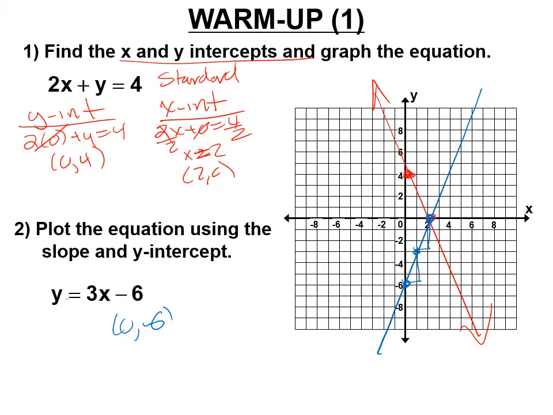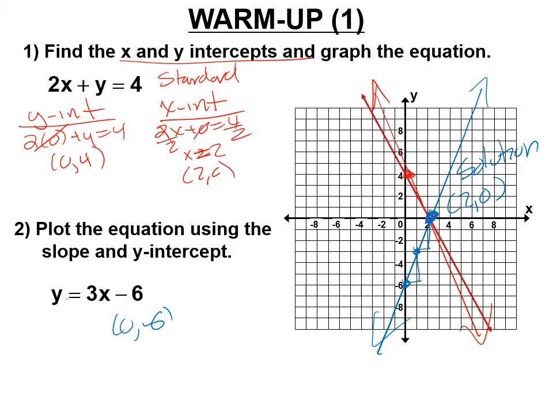Now, I didn't ask this, but what is the solution to this system? The solution is where they intersect. So in this case, the solution is where they intersect. It turns out it's the x-intercept of both of them, 2, 0, but it's not always the x-intercept. Okay, so there was a lot of stuff there.